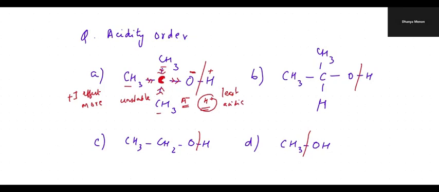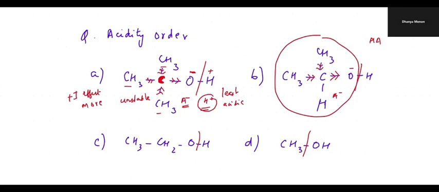Over here there are two electron donating groups, methyl groups. Yes. So here also the A minus ion. This is the A minus ion. Remember HA. We just saw a while ago, HA means A minus plus H plus.